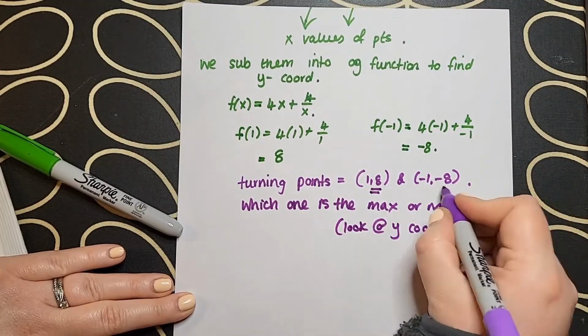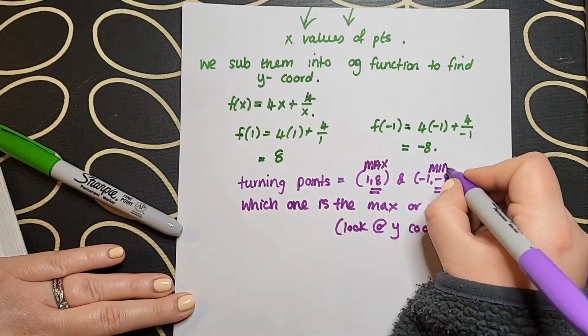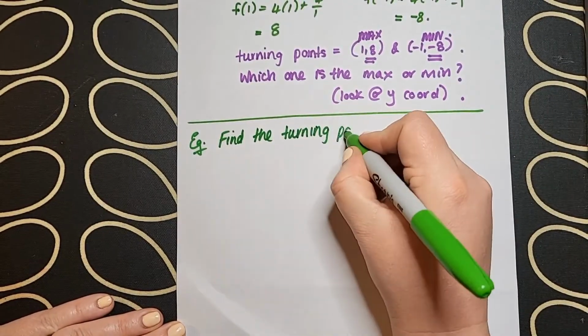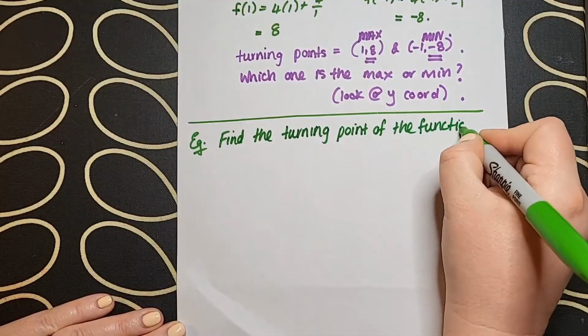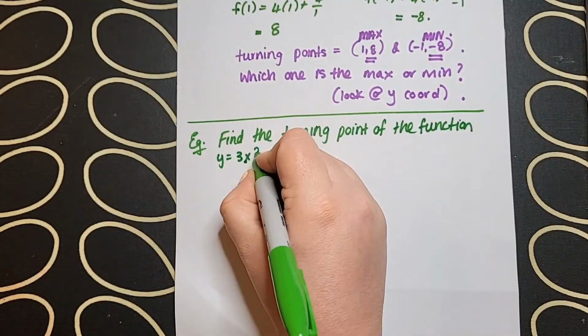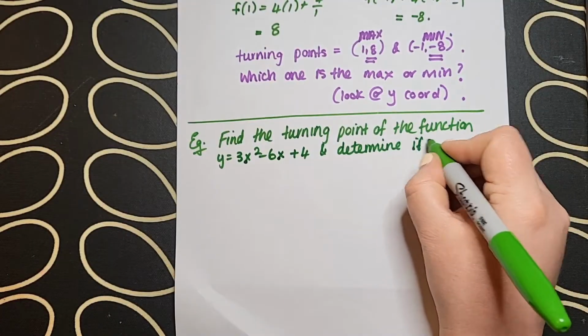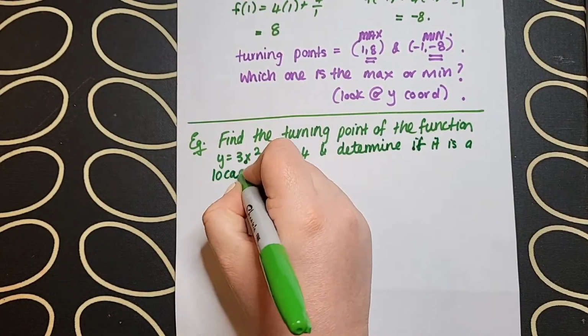So we know that (1, 8) is the max and (-1, -8) would be the min. Time to look at a second example. We are asked here to find the turning point of the function y equals 3x squared minus 6x plus 4 and determine if it is a local max or a local min.